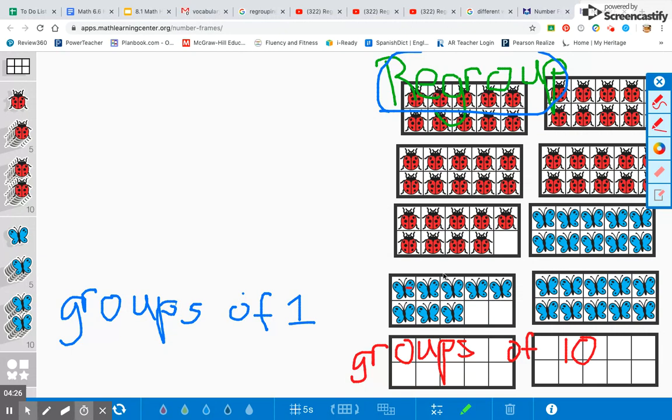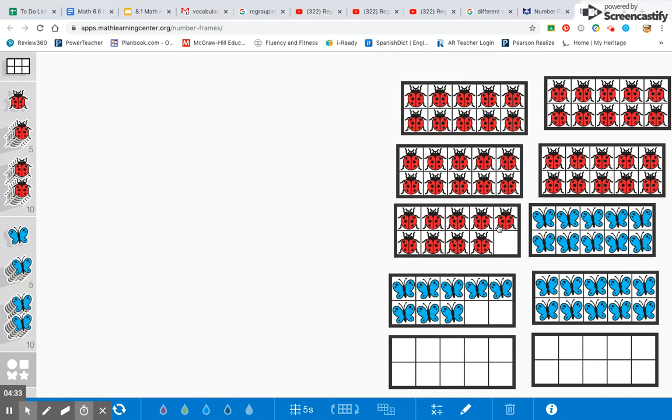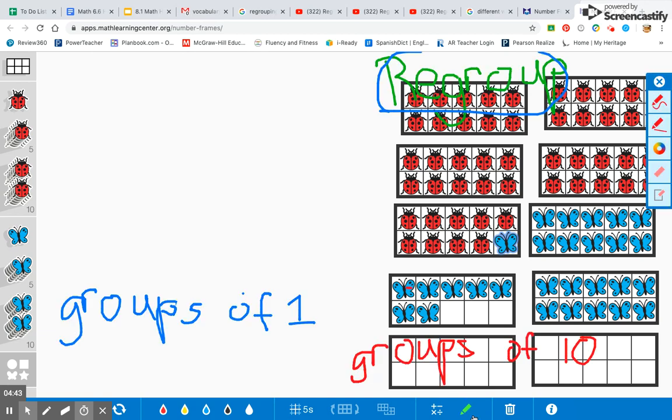My groups of 10 are over here. So now I'm going to make another group of 10. If you notice, there's a spot right here. I'm going to take this butterfly and move it up here, so that way there's only one 10 frame that's not full. So this makes it a lot easier for me to count.